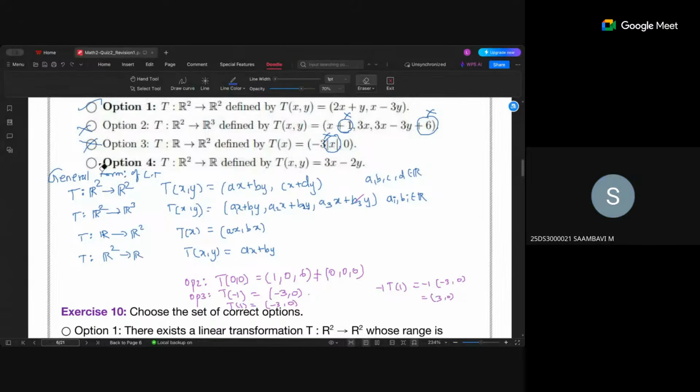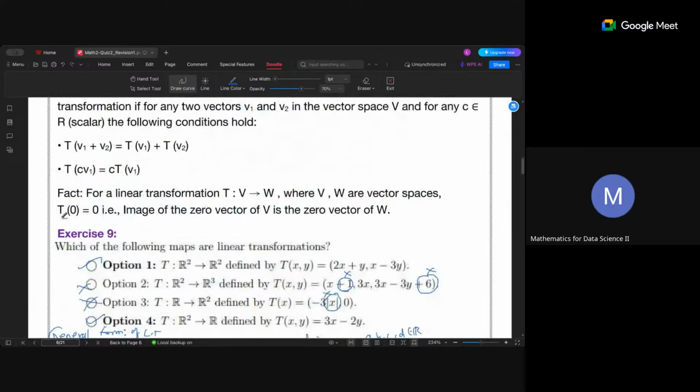But in the third option, t of 0, it won't be 0 comma 0, ma'am. T of 0 is also 0 comma 0 only. What's wrong with that? No, so that satisfies that. That's why I told you in the very beginning, this is only a necessary condition, not a sufficient condition.